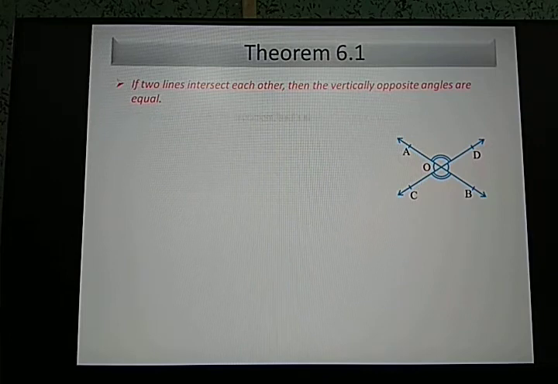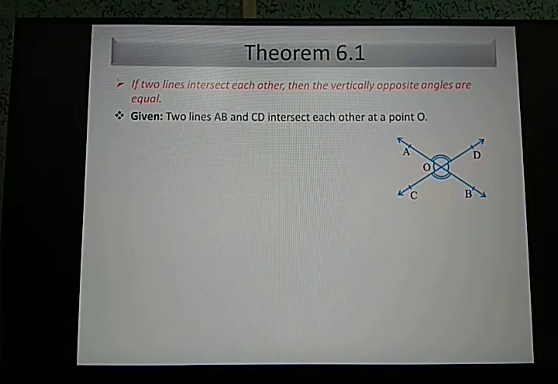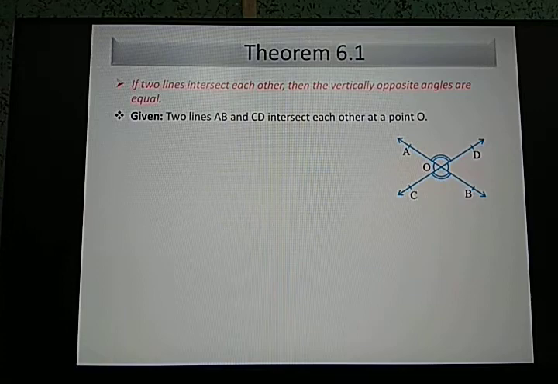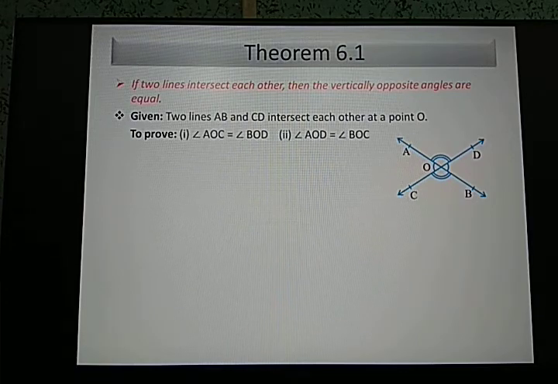So let us write the solution or the proof, we can say. Given: two lines AB and CD intersect each other at point O. This is well stated and it can be clearly seen from the figure. Next, what we need to prove? Angle AOC is equal to angle BOD and angle AOD is equal to angle BOC. This is what we need to prove.